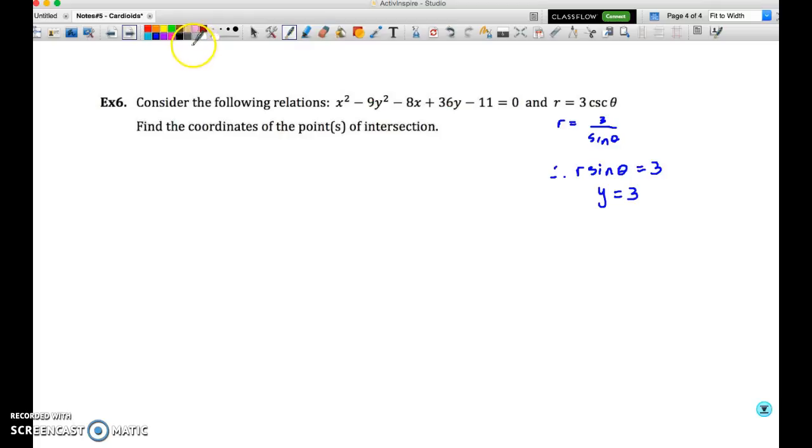Okay, and so go ahead and try that yourself, or you can use a graphical approach as well.